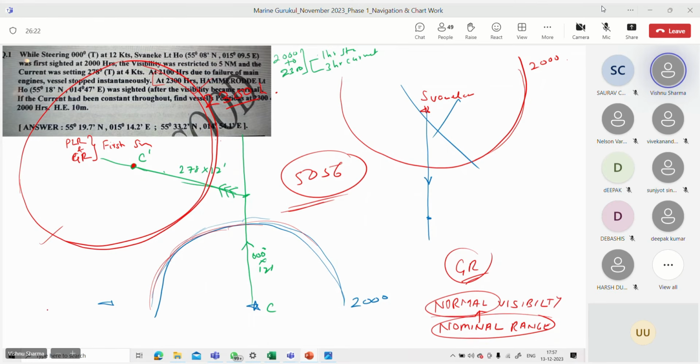Neither the geographical range is justified, nor the nominal range is justified. But now I see something: maybe somebody wanted to say nominal visibility, and the clerk might have typed normal visibility. That is quite possible. Don't you think that possibility is there? Nominal getting typed as normal? I only presume that is the error here.